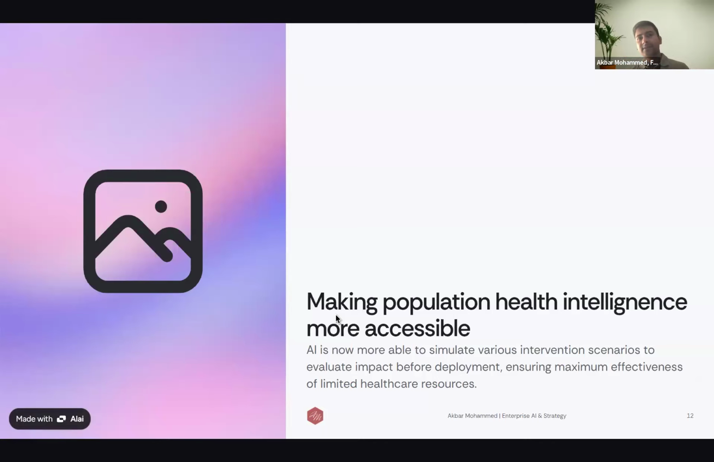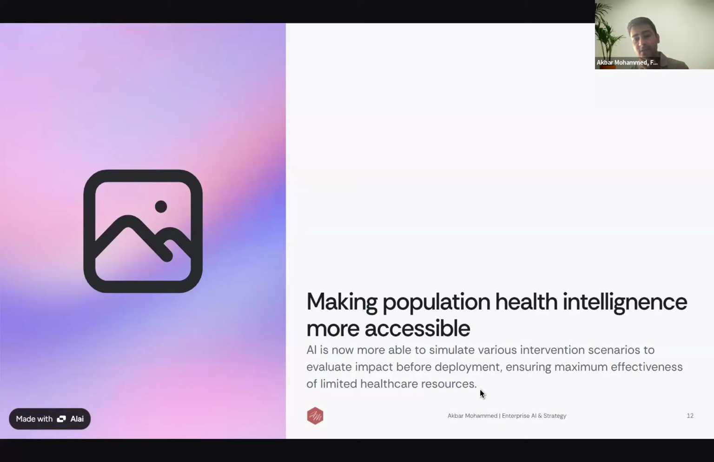Something as simple as how many hospital beds does this city need based on the population it has, based on the demographic, geographic location of this population, what kind of medical facilities it needs, how many doctors it will need. These are analyses that happen at the population level. And there are lots of complex analytics that have been happening in the past using statistical analysis. Now that same analysis is becoming more sophisticated because of GenAI.